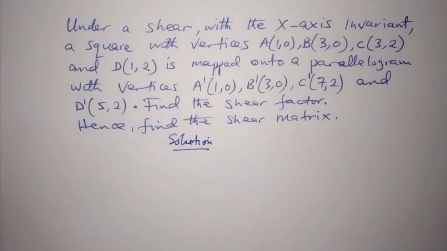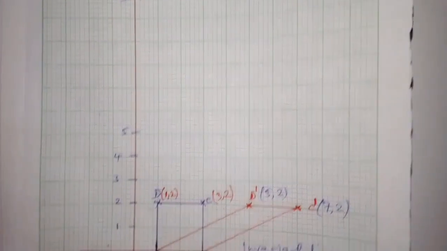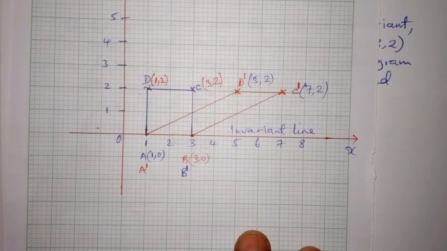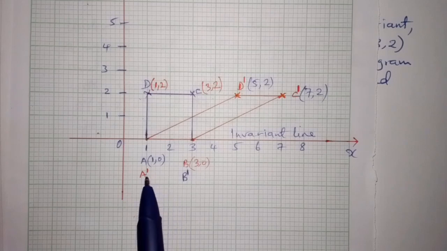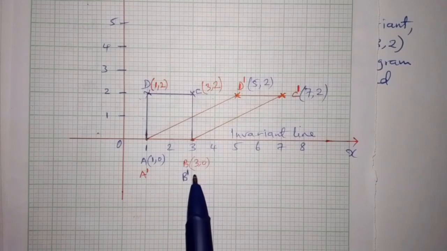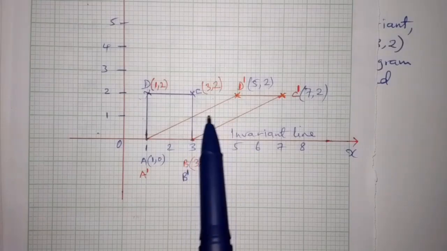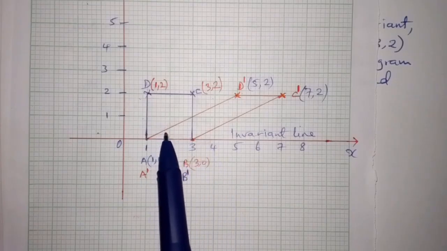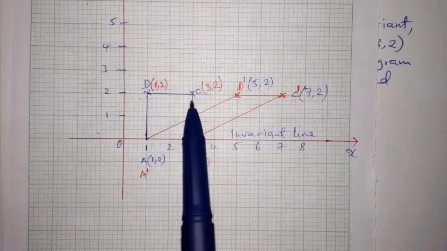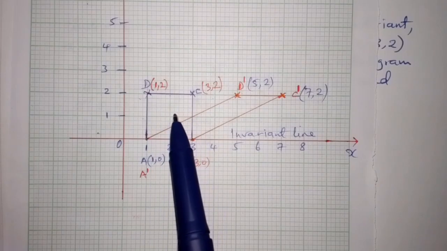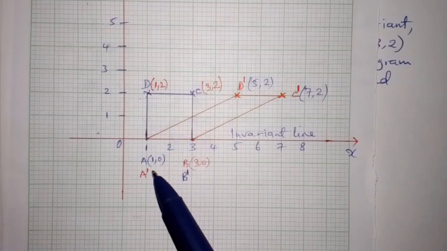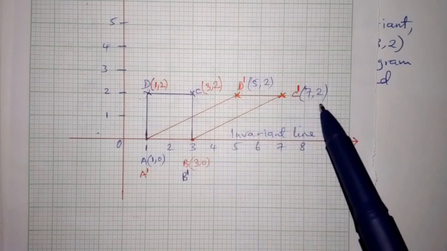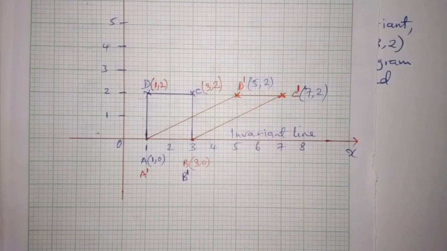We can sketch our diagram as follows. This is point A(1,0), point B(3,0), point C(3,2), point D(1,2), and this is giving us this square here. This is the object. Then the image of the square is A'(1,0), B'(3,0), C'(7,2), D'(5,2).